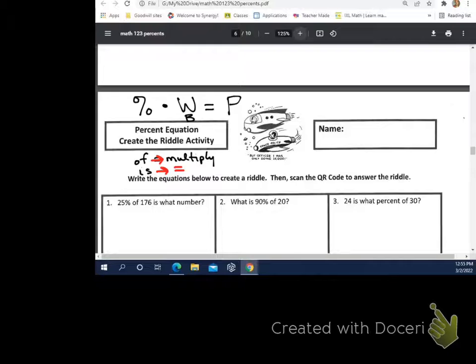So 25% of what number? Now here is the trickier part with equations. With equations, we need to change the percent to a decimal, which is why we spent some time talking about that previously. So 25% as a decimal, 0.25. Of means times. 176 is equal to x.